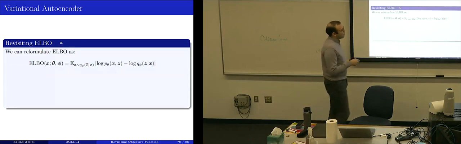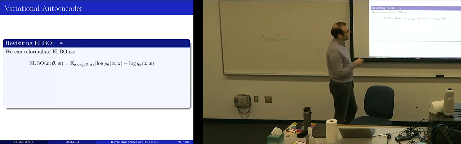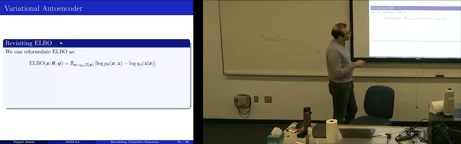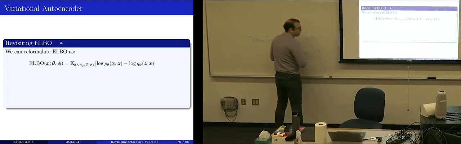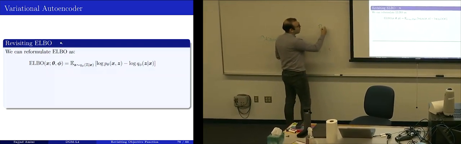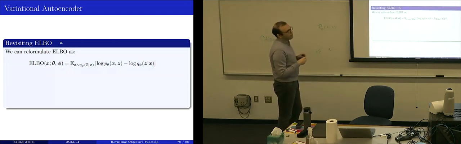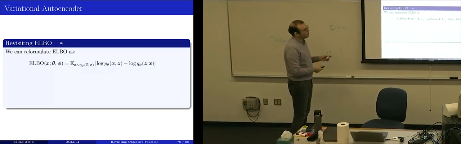The original definition of the ELBO was this: the expectation over the samples coming from the sampling distribution of the log of the likelihood of the joint and the approximate posterior. We call it approximate posterior because the intent of Q is to approximate this distribution, which is the true model distribution over the latent given the data you observe. The objective of Q is to be this distribution, so we call it approximate posterior. Okay.